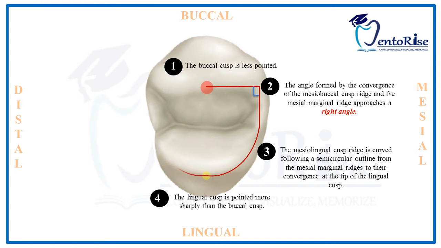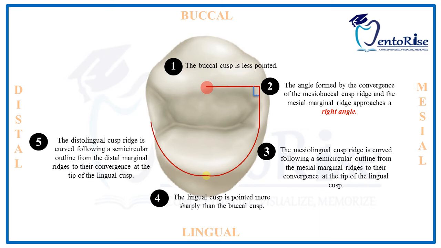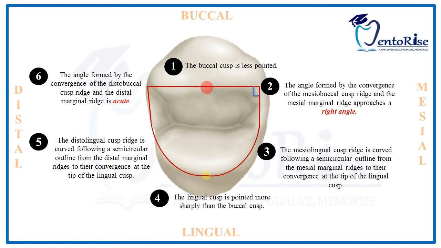Now, move distally over the distolingual cusp ridge and then towards the distal marginal ridge. Again, the distolingual cusp ridge and the distal marginal ridge are confluent with each other, forming a semicircular outline. Then, move from the distal marginal ridge over the distobuccal cusp ridge to reach the buccal cusp tip. We would observe that the angle formed between the distal marginal ridge and the distobuccal cusp ridge is an acute angle.